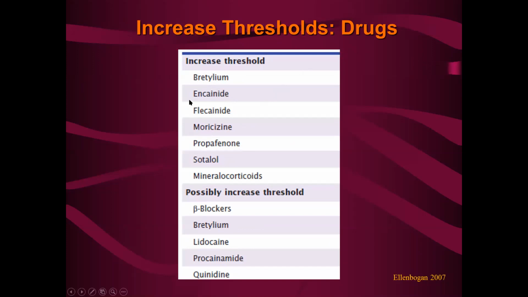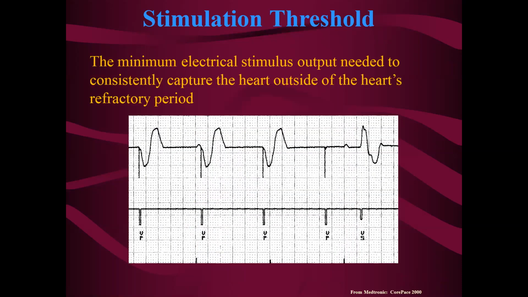One of the more notorious antiarrhythmic drugs known to be associated with threshold increase is the class 1C antiarrhythmic drugs such as flecainide. So if a patient is being started on flecainide to manage their arrhythmias and they have a pacemaker, then it is also a good idea to do a pacemaker check and recheck the threshold to make sure that there's enough safety margin to accommodate threshold changes. Less likely are drugs such as beta blockers or procainamide or lidocaine to cause any threshold changes.